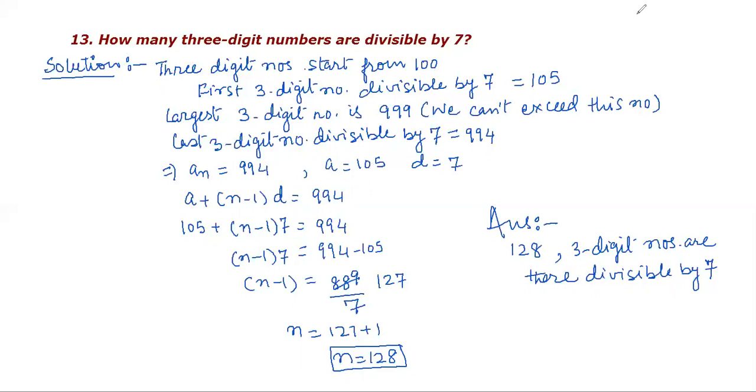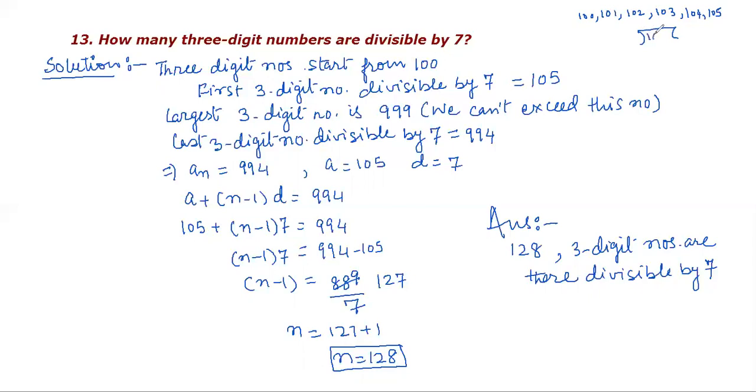You may keep on adding one and start checking. You may move like this and start checking. You will find that 105 is divisible by 7. 101 is not divisible, 102 is not divisible, 103 is not divisible, 100 is also not divisible. So keep on increasing by one and keep on dividing by 7 to get a number which is divisible by 7. You may do it like this, or there is another way of doing it.